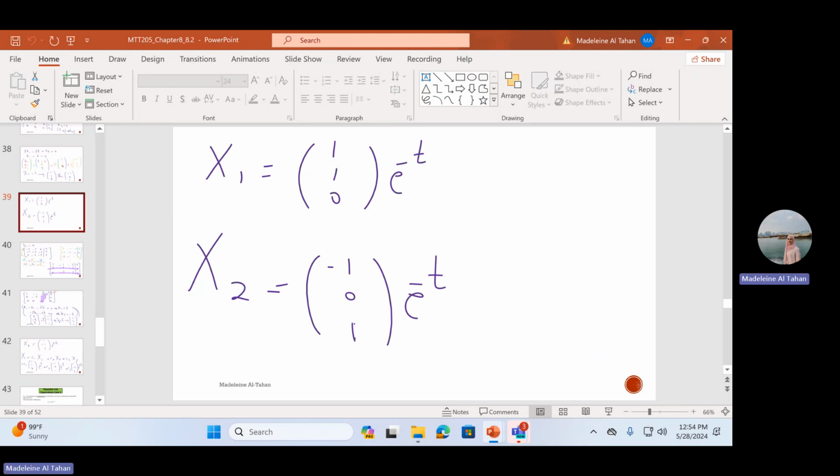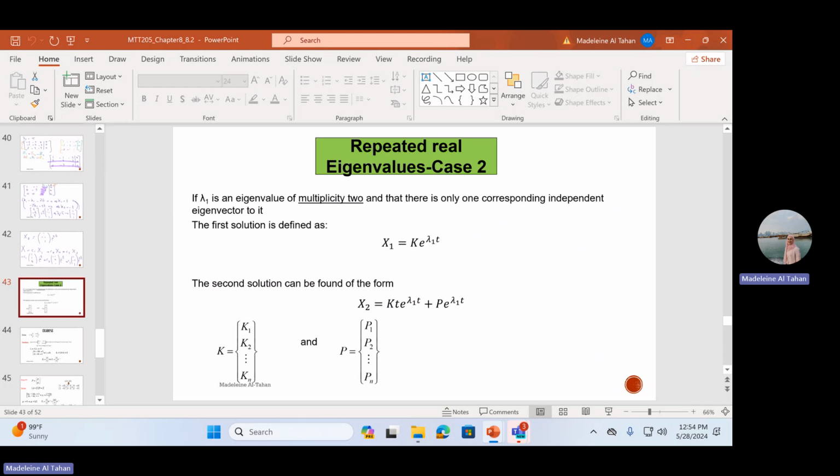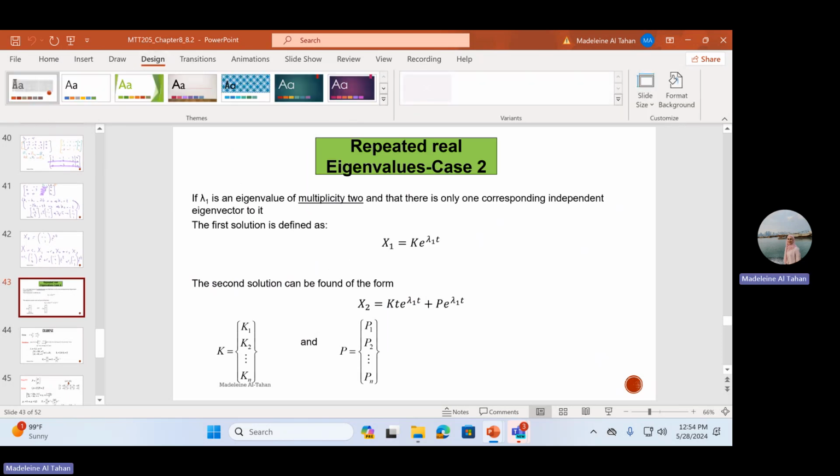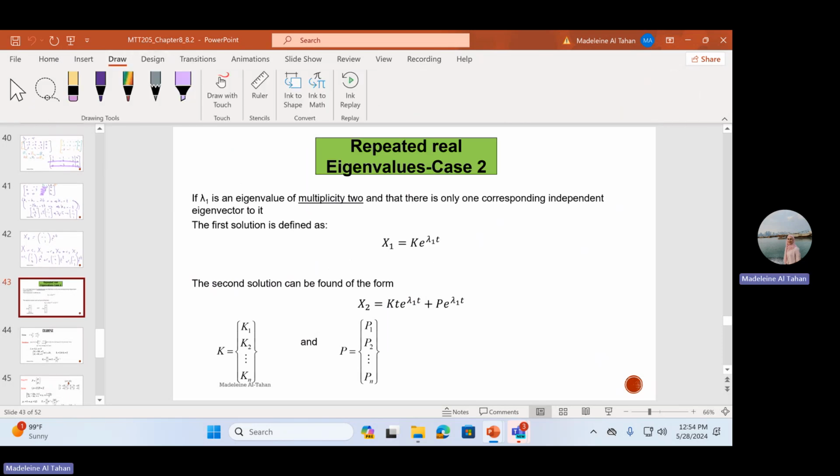Where's our problem then? Our problem is that we have an eigenvalue of multiplicity 2, but how many independent eigenvectors does it have? 1. It has one independent eigenvector. From this eigenvector, we will get only one solution. But how many independent solutions should we get? 2. So our aim is to find the second independent solution. It's not a problem forever; we will solve it.